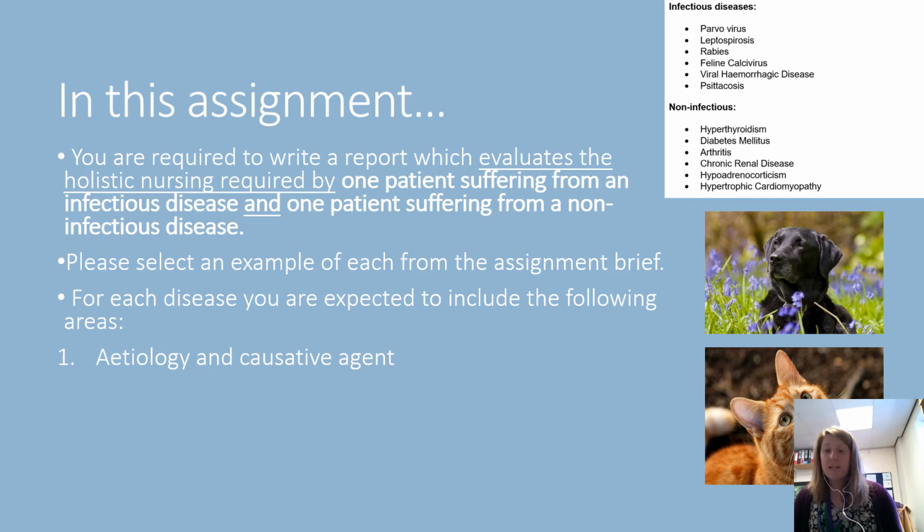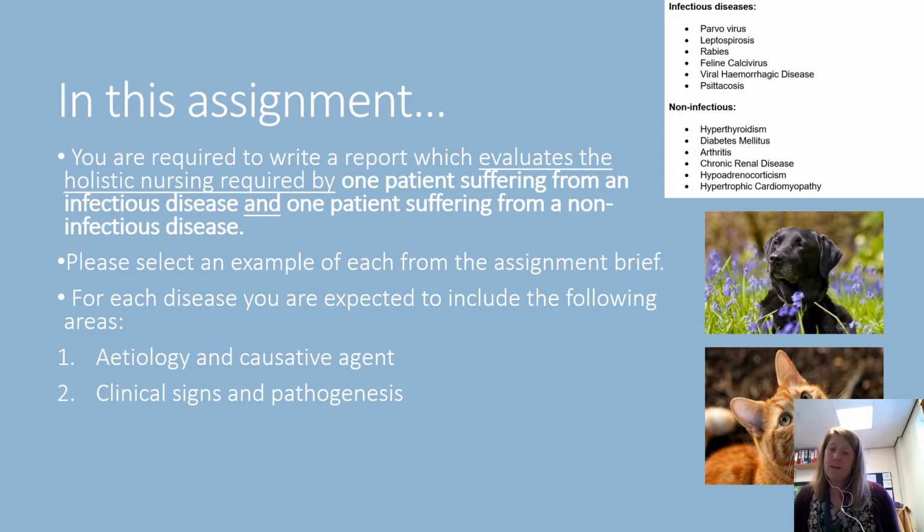And at this stage, at level 5, I would expect you to provide a suitable amount of detail. So for example, rather than just saying parvovirus is caused by parvovirus, please try and include some more detail. So what type of bacteria is it? So what type of virus is it? How does it form? Where does it come from? Those kind of things. Then we're looking at clinical signs and pathogenesis.